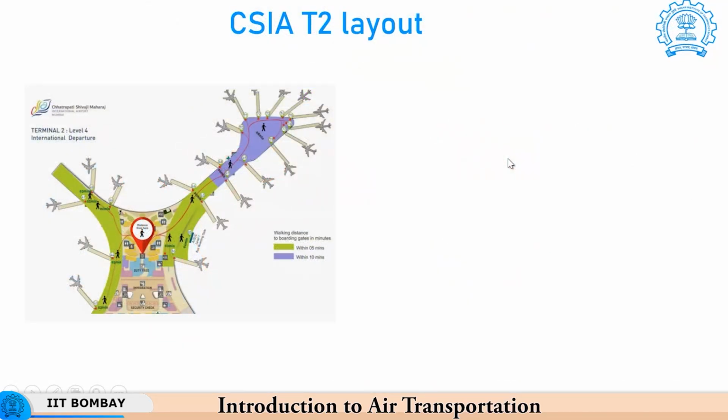This is the layout of Chhatrapati Shivaji Maharaj International Airport Terminal T2, which is the international terminal. We notice here that the layout of this terminal is in the form of multiple fingers. This is the departure terminal for international flights, and you can see the areas marked in green color can be reached within 5 minutes of walk after entering the concourse. The areas marked in the purple color can be reached within about 10 minutes. So, it is a very convenient airport, and of course, there are golf carts also available to take the disabled or elderly passengers or passengers who need support.